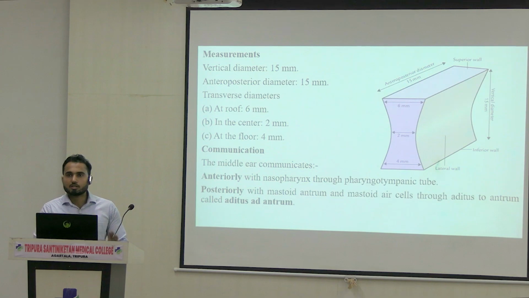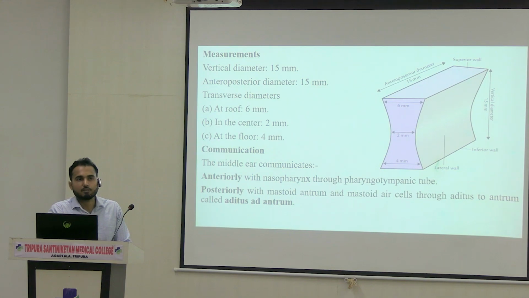Okay. Next, the transverse diameter. Transverse diameters are variable. It is not the same. The anterior posterior diameter and the vertical diameter are the same, 15 millimeter, but the transverse diameters are not the same. Why is it not the same? Any idea why it is not the same? Yes, because it is compressed from side to side.